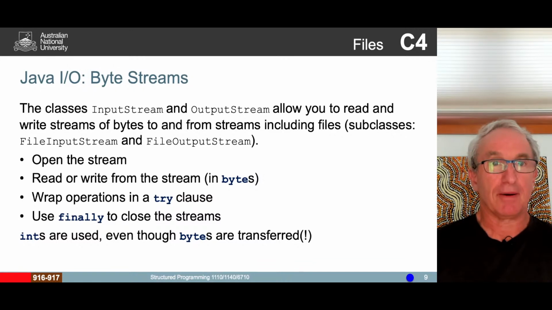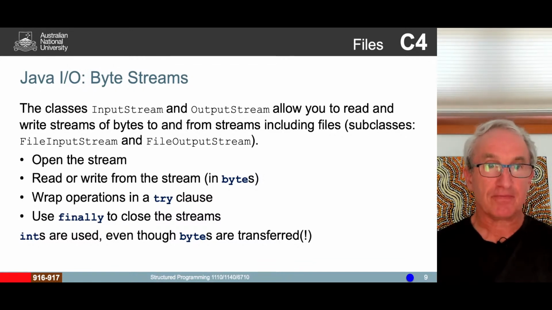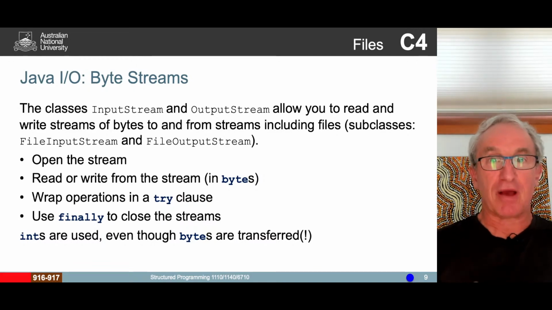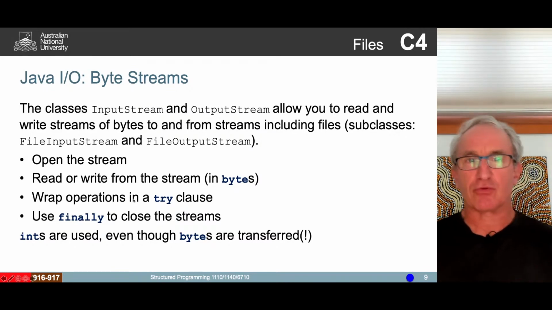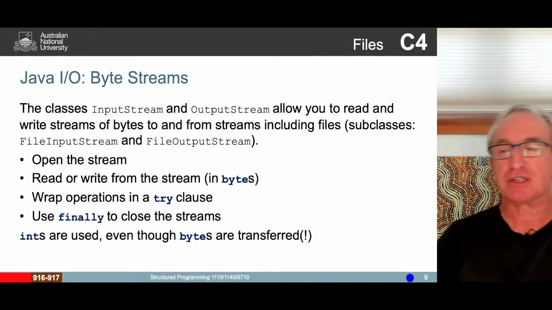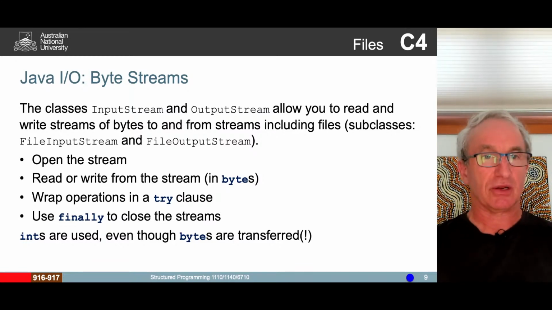Okay, so how do you work with this? First of all, you have to open a stream, and then you read or write from the stream, and you do it in bytes. Now, this is interesting. So it reads bytes from the stream, and then you have to wrap operations in a try clause. Why would you have to wrap file I/O operations in a try-catch clause? Anyone know?